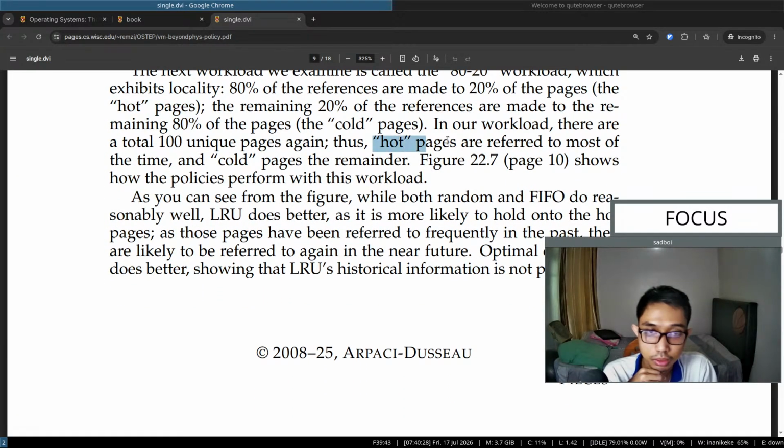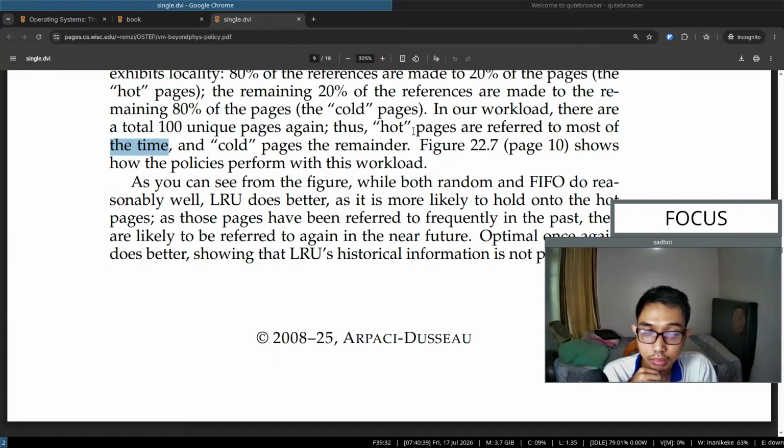But yeah, I'm not sure what this means, referred to most of the time. Does that mean the hot page is the page that is active most of the time?